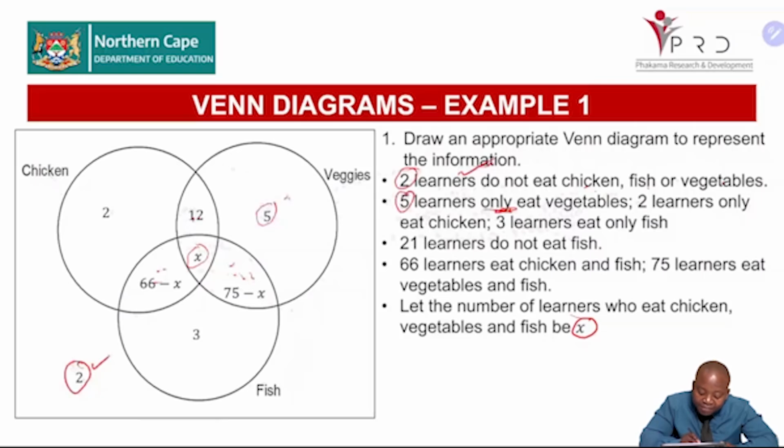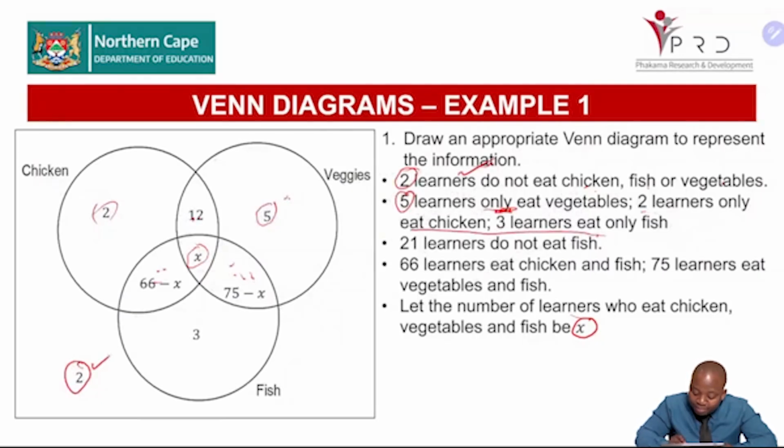So that's why the 5 is there. It's only for the vegetables. 2 learners only eat chicken, and 3 only eat fish. And our 3 in this case eat fish only. Right. And we are told that 21 learners do not eat fish.